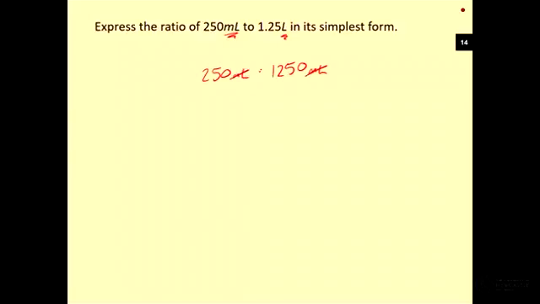I don't need the mils anymore. The largest common factor there, what I'm looking at is 250. How many 250s are in 250? How many 250s are in 1250? 5. 4 250s make the 1,000, and there's another one. But again, calculator's fine. But 1 to 5 ratio, 1 of them, 5 of them, perfect.